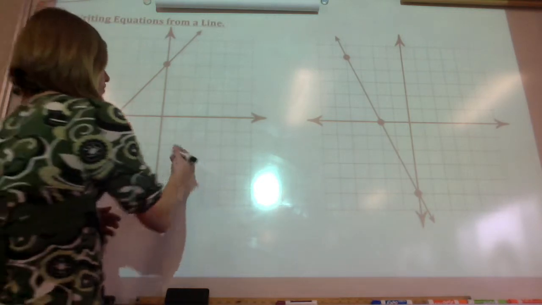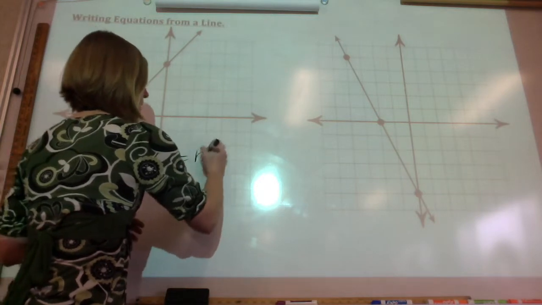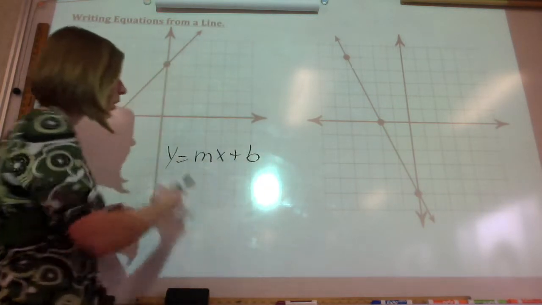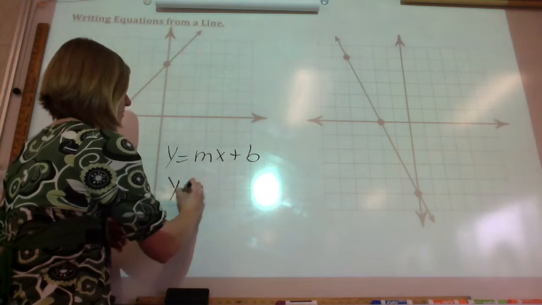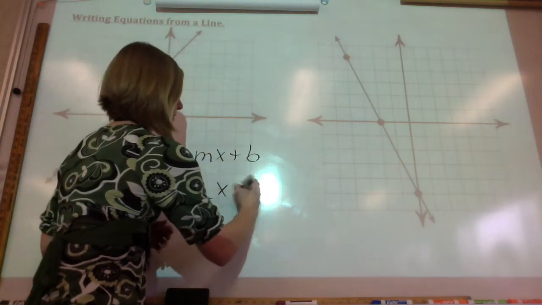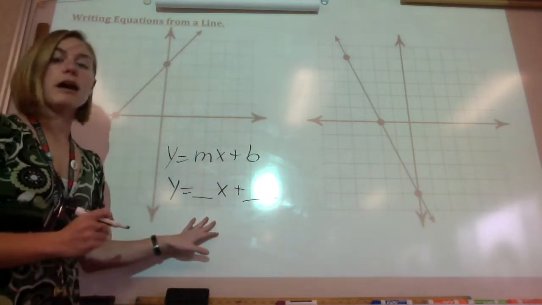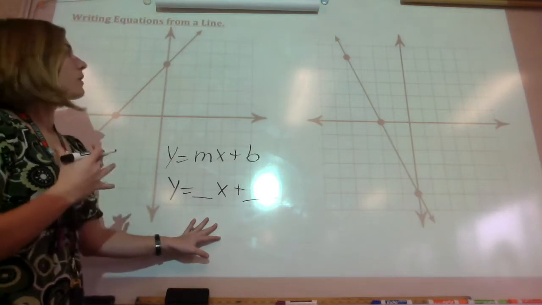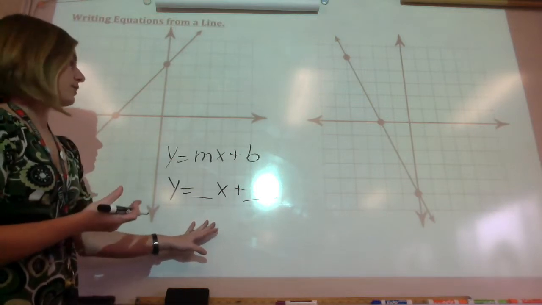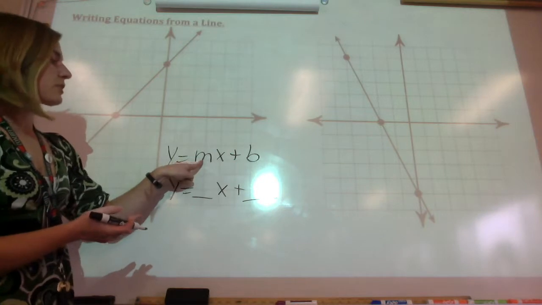So we're going to put it into y equals mx plus b form. So all we really need is m and b. That's it. And then we'll have our equation. So we can figure out either one first. It actually really doesn't matter. So maybe we start with m.